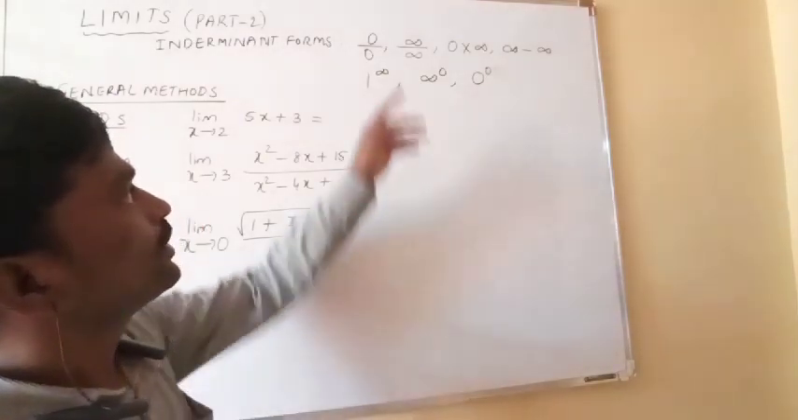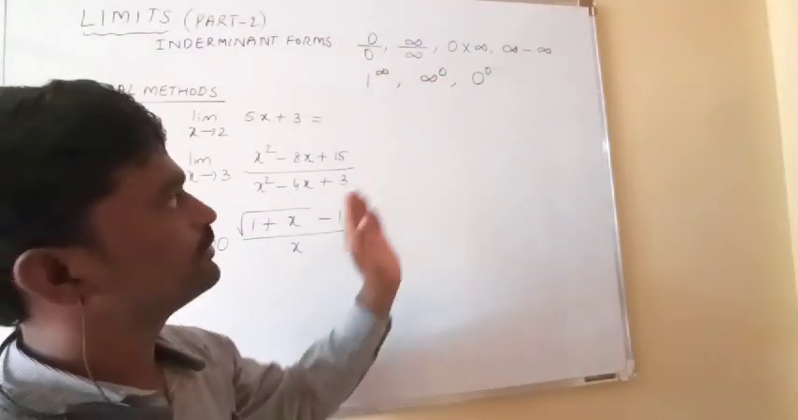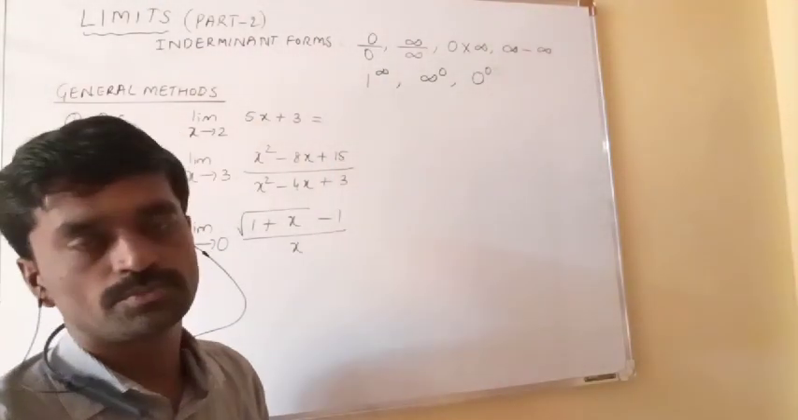Next, here also tending to 0 by tending to 0. It is also tending to infinity by tending to infinity. Everything. So these are the 7 indeterminate forms.